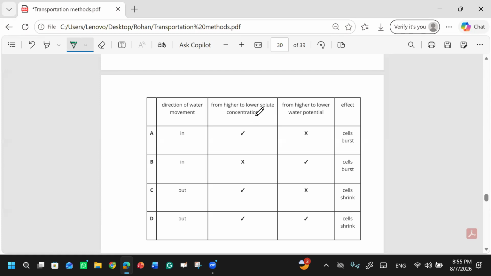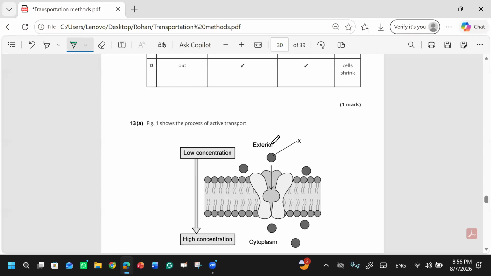Basically, option A is not correct because they have mentioned from high to low solute concentration. What is solute? Solute is what is dissolved, in less concentration. So this is wrong. We have to talk about water potential, from high to low water potential. So B is the correct option. You were right, but this one word can make you lose the marks, so always check it.